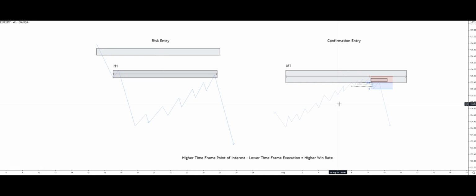And it depends on how much time you have on the charts. If you have less time on the charts, then the risk entry is better for you. So if you work full time, if you work part time, or on the days you have hobbies that you go to, and you ain't going to have much time on the charts, right? So you're better off taking risk entries in that case.